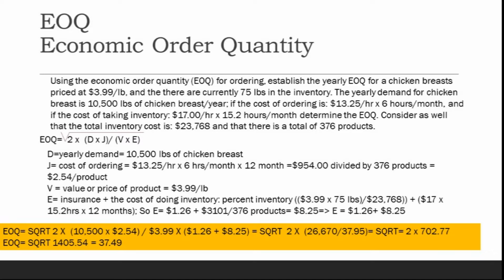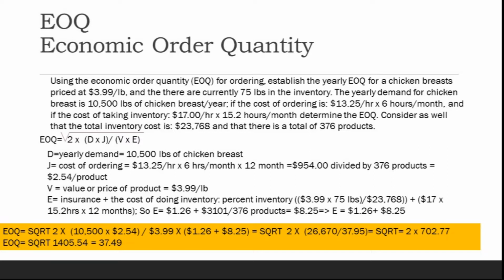Also to consider, the total inventory cost is $23,768, and there are a total of 376 products in the inventory. So now let's identify the variables in the EOQ equation, which I will assume that you've written down. So the D, the yearly demand, is 10,500 pounds of chicken. That's in a year.